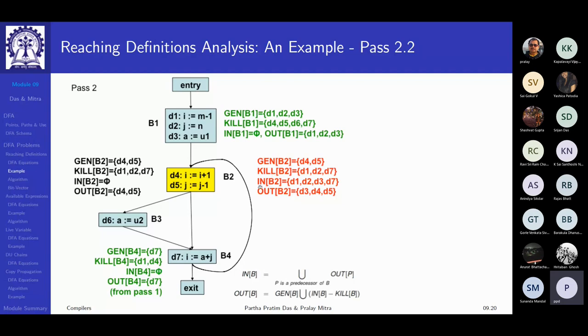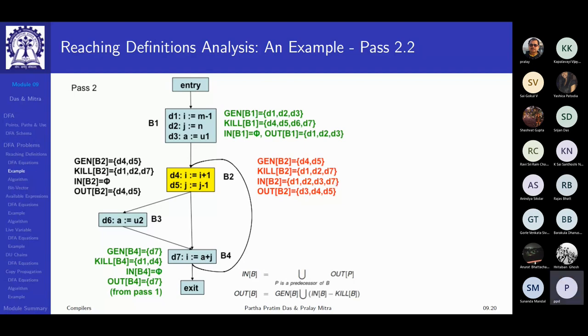So what is the inset? The inset is the union of the outsets of the predecessors of B2. What are the predecessors of B2? They are B1, and because of this loop back, B4. B1 had an outset D1, D2, D3, and B4 had an outset which is D7. This is from pass 1. I'll take a union of these two, and it becomes D1, D2, D3, D7. This is my inset.